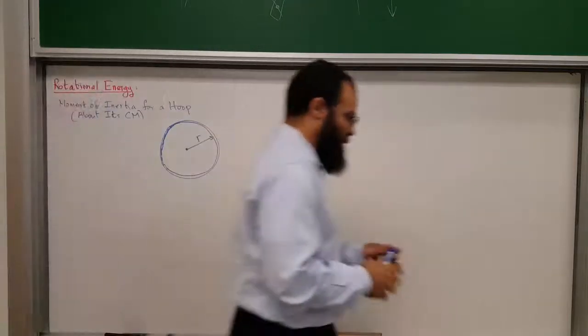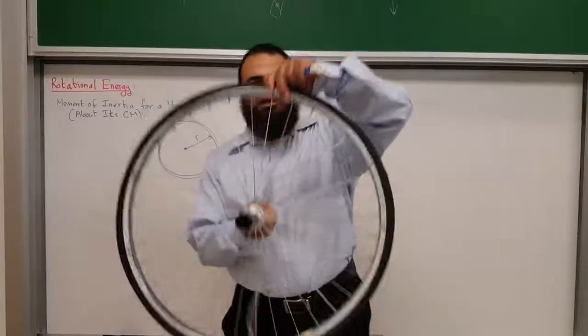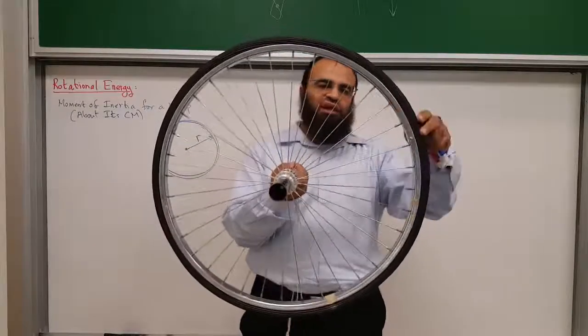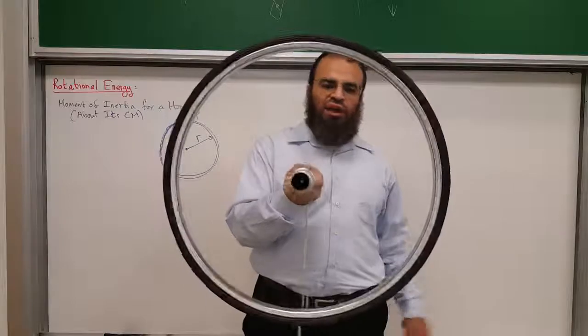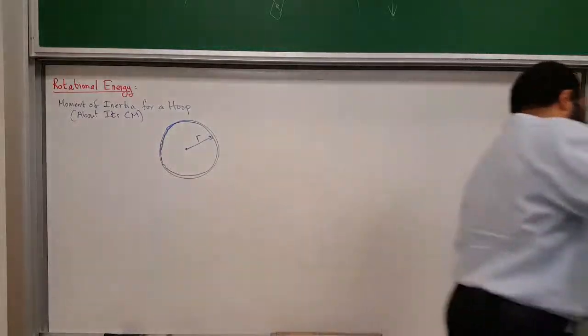So here is approximately a hoop, this wheel, because most of the mass is on the rim. The spokes here are of negligible mass. So approximately it is a hoop, and it rotates about its center. So I want to know what the moment of inertia is.